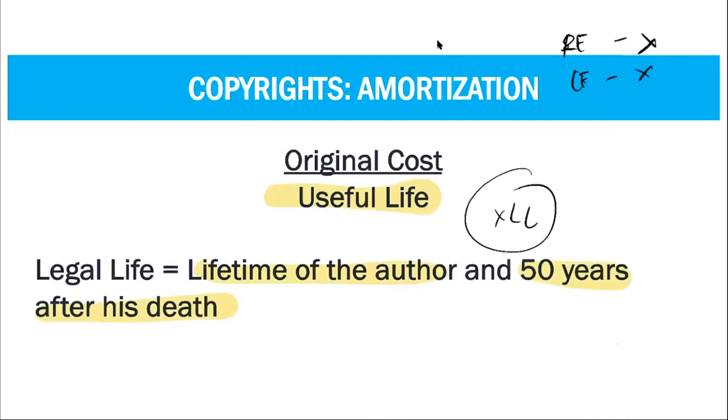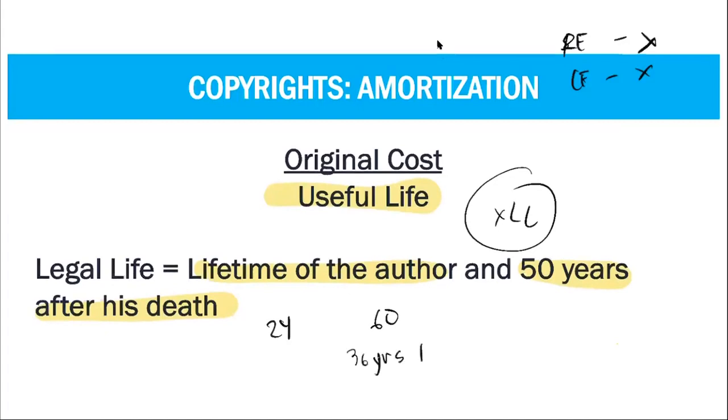So for example, I am currently 24, and let's say I will live until, I'm happy if I will live until 60. So my lifetime is 36 years plus 50, so 86. You cannot really estimate my lifetime. So we cannot estimate our lifetime. Therefore, the legal life normally is hard to estimate. It's easier to estimate the useful life.